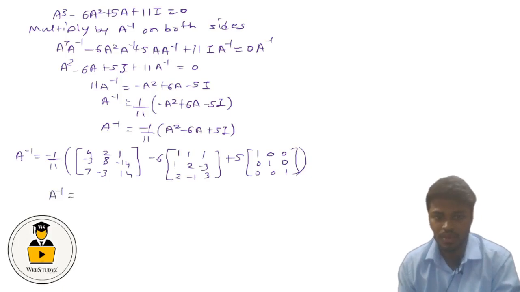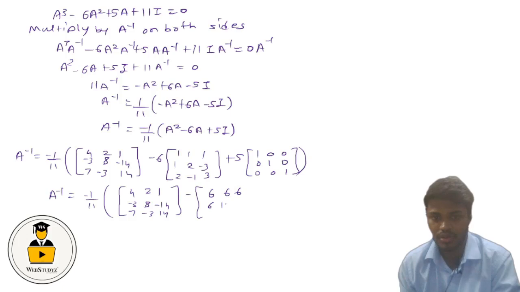So A inverse will be minus 1 upon 11 times this will be 4 2 1, minus 3 8 minus 14, 7 minus 3 14, minus 6 times, so this will be 6 6 6, 6 12 minus 18, 12 minus 6 18, plus 5 0 0, 0 5 0, 0 0 5.